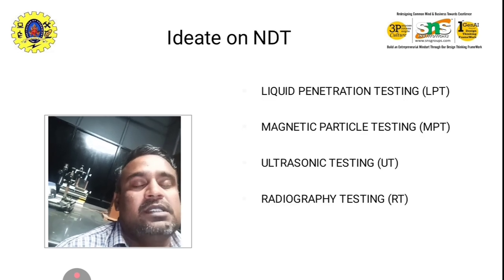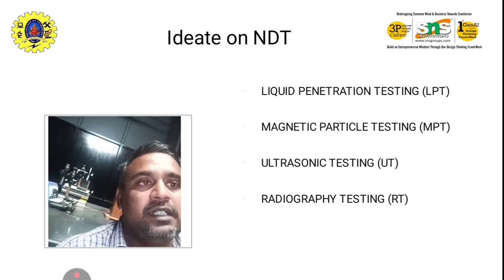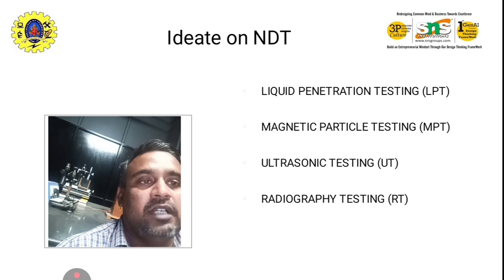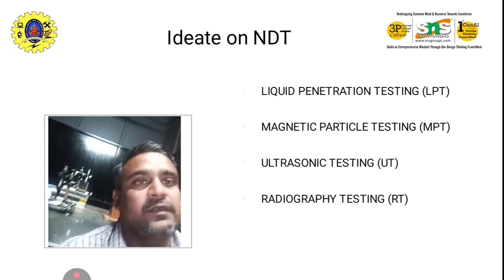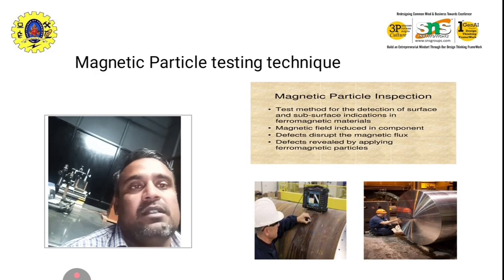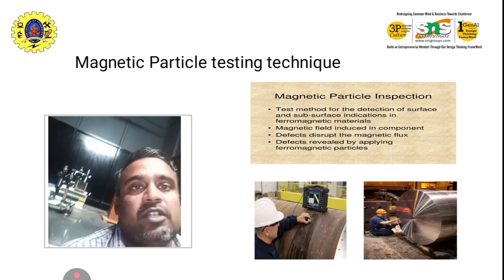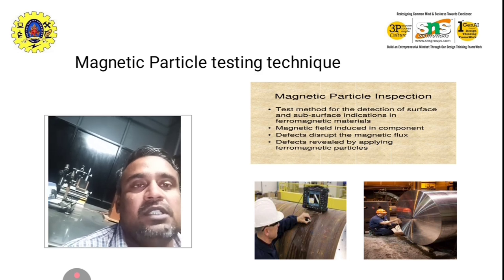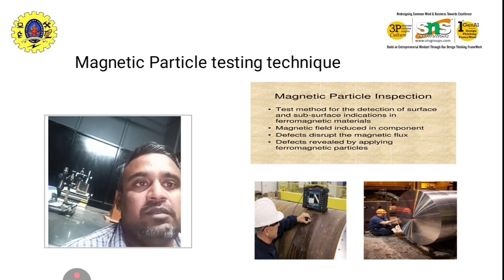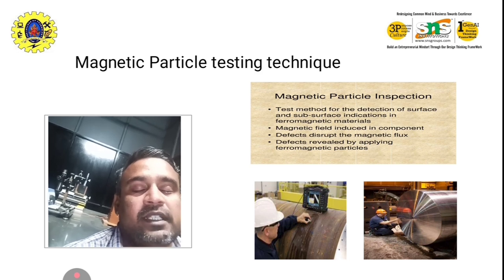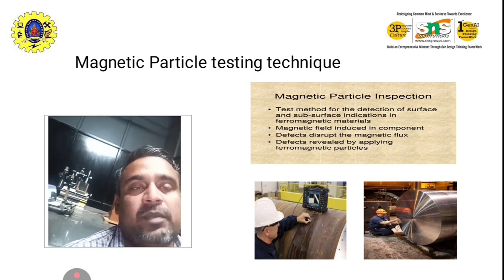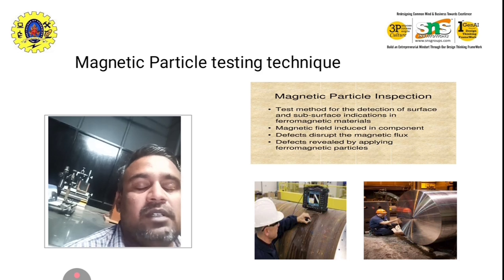Then ideate, the types of NDT methods: liquid dye penetrant testing, magnetic particle testing, ultrasonic testing and radiography testing. Then we are going to study magnetic particle testing. We all know there are different types of magnetism, diamagnetism and ferromagnetism. The magnetic particle testing method is mainly used for ferromagnetic materials.